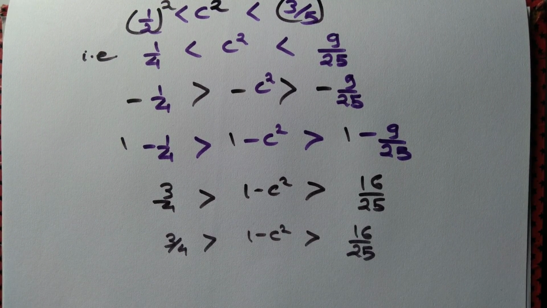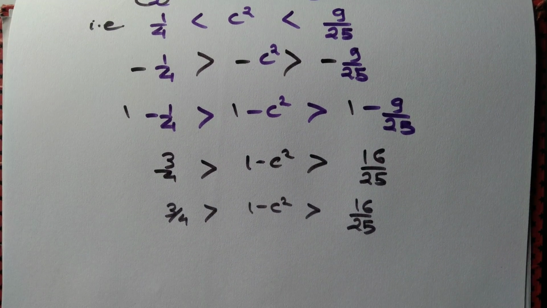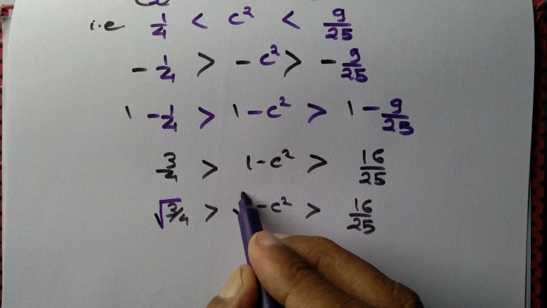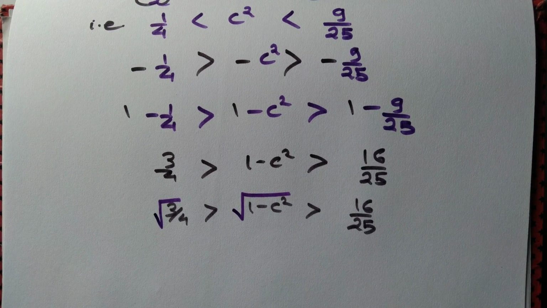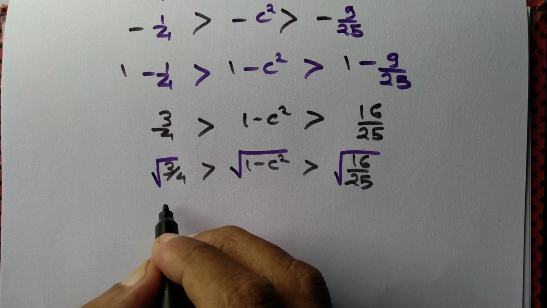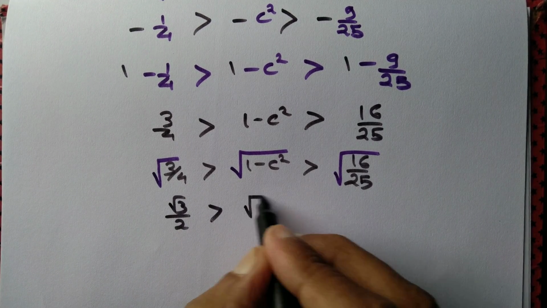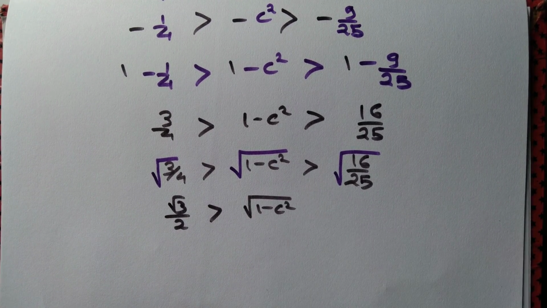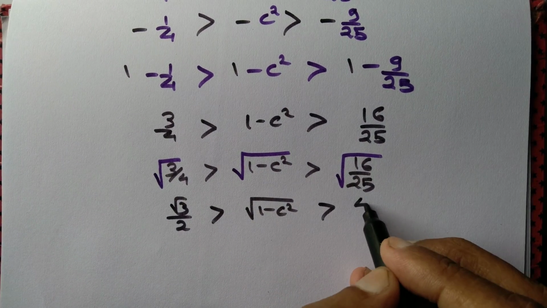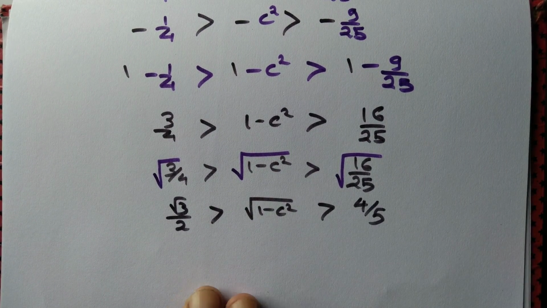And we take square root. Square root of 3 by 4 is greater than square root of 1 minus c square, and that is greater than square root of 16 by 25. That gives us root 3 by 2 is greater than root over 1 minus c square, and that is greater than 4 by 5. But we want reciprocal as well, right?